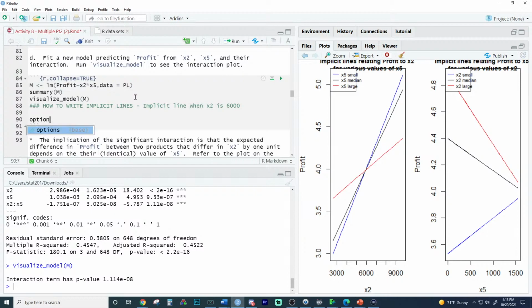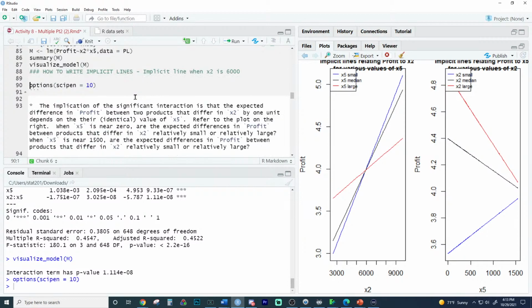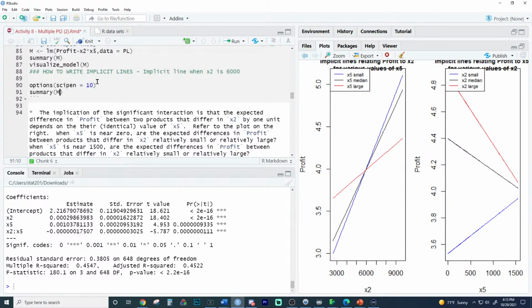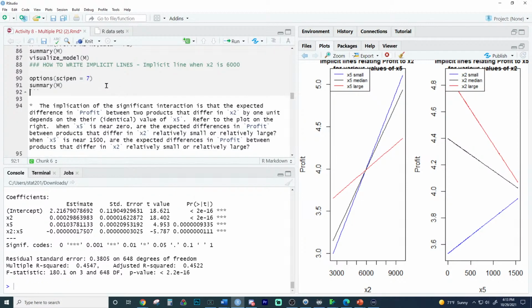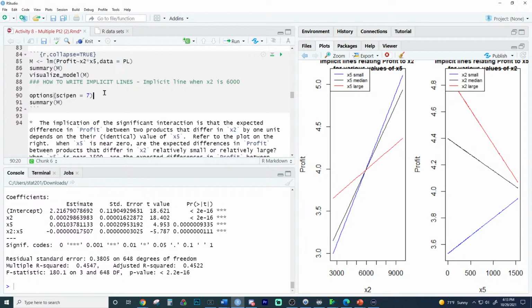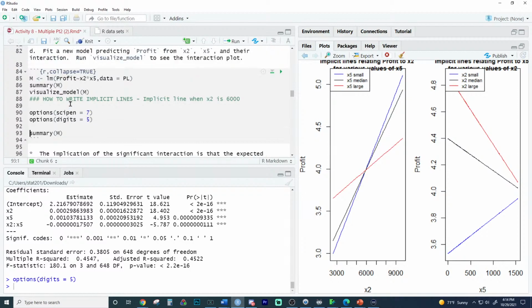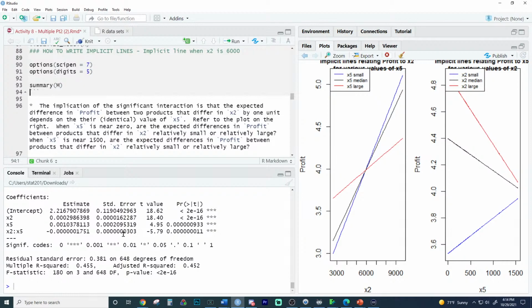I'm going to change my digits. So I think, is it rounding? No. Digits equals 10. Oh, it's scipen. Let's rerun our summary because I hate that. There we go. Awesome. I'm going to go scipen a little bit less. Sure. And then let's go digits. Doing this so I can actually see what the output is. That works fine. Okay.